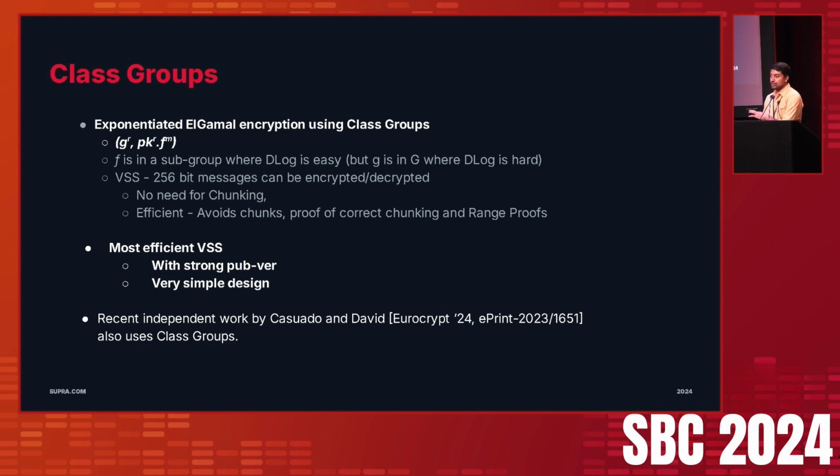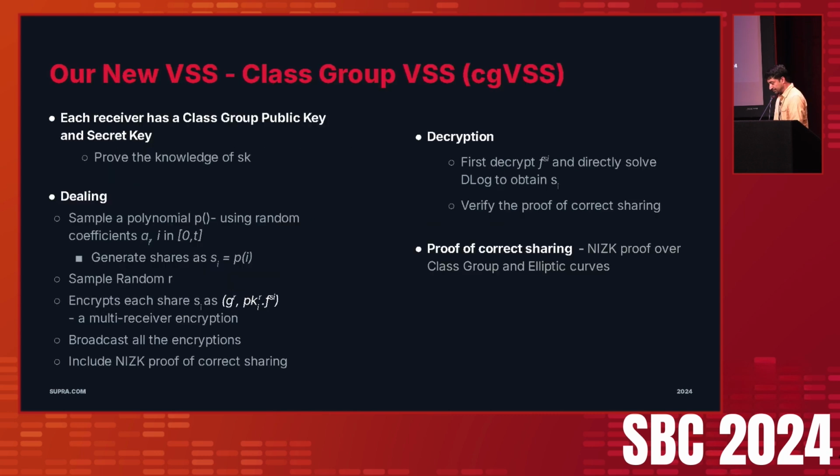So suddenly you do not have any chunking, you do not need any range proofs or proof of correct chunking, making the system very efficient and it simplifies the design a lot. A point to note is that there is a recent independent work by Castagnos and Laguillaumie, which also uses class groups, which we are going to compare against in the coming slides.